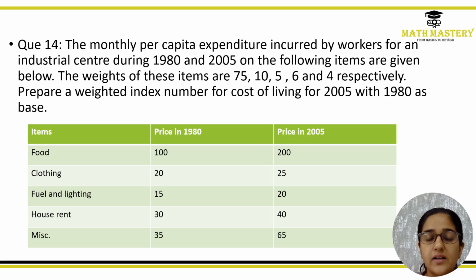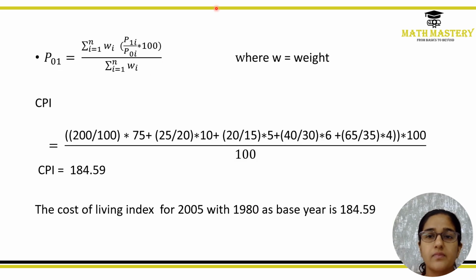So in order to calculate this, let's understand the formula first. The formula to calculate cost of living index or consumer price index, as we have studied in the lecture, is summation i from 1 to n, w_i times (P1i divided by P0i) multiplied by 100. Here, in this question, there are total 5 commodities. So n is 5 and weights of those 5 commodities are given to us.